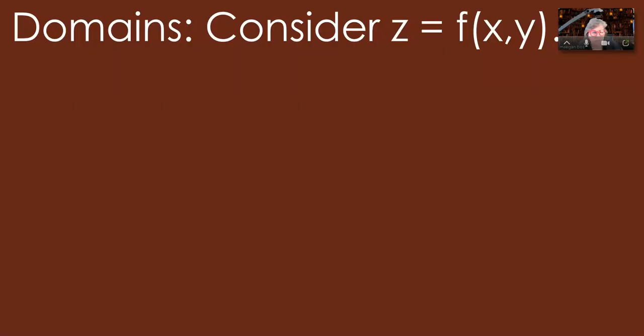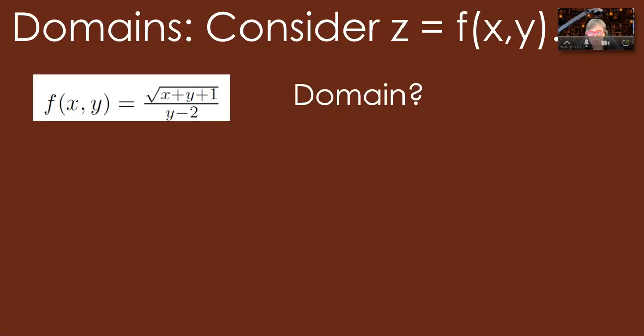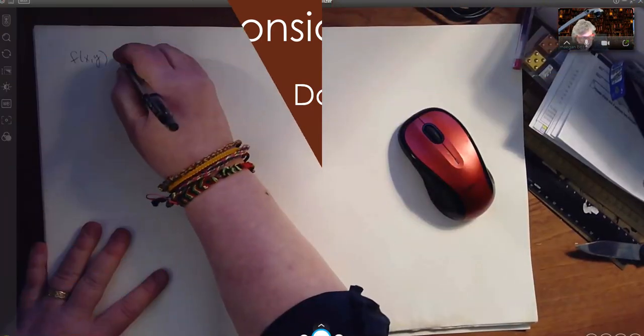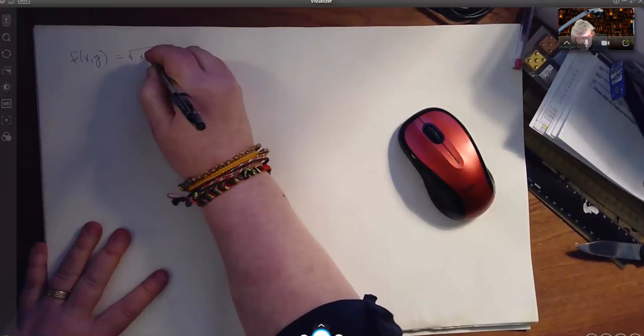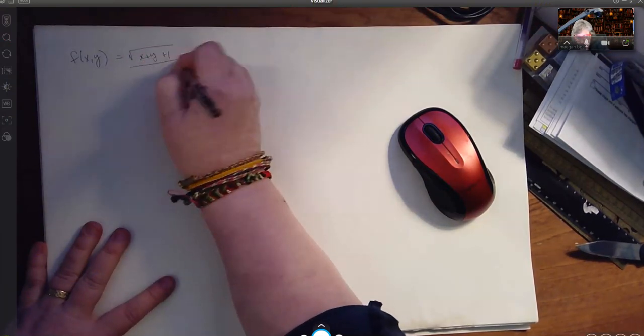First off, let's consider the function f of xy is equal to the square root of x plus y plus 1 over y minus 2. So what we want to ask ourselves is, what can I stick in there? Like all the domain questions, what can I stick in there without it blowing up in my face?